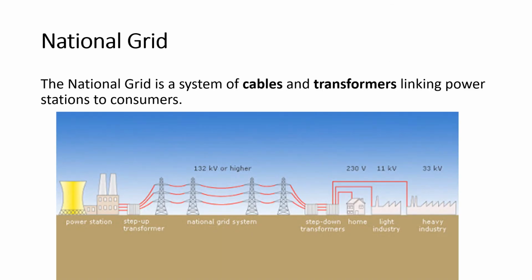The national grid is a system of cables and transformers linking the power stations to the customer to supply all our houses with electricity. It starts by generating the electricity in the power station, and then a step-up transformer steps the voltage up to a very high value. Here we have 132,000 volts, but they can also use the value 400,000 volts. This enables it to be transferred across the country, losing very little energy as heat. And then when it gets near houses and factories, it steps down the voltage to make it safe to use in houses.